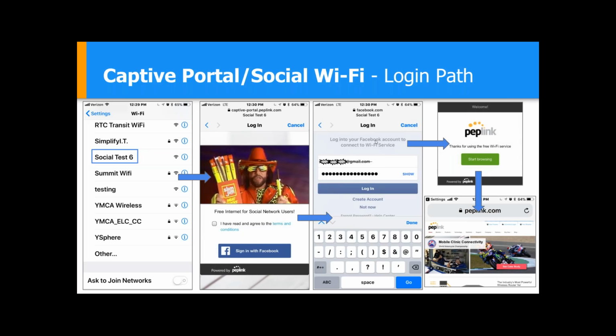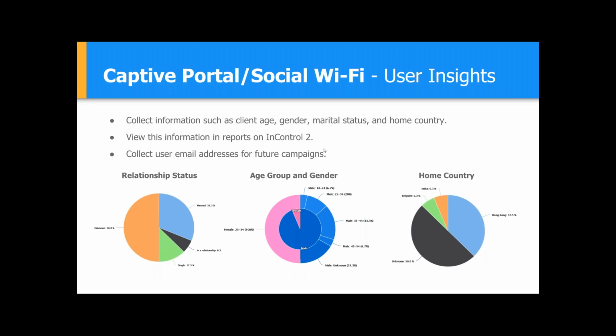The customer will see the applicable SSID, associate to it, hit the captive portal page, and in this instance, we're using Facebook, log in with their Facebook credentials, and then get routed to the particular splash page that you have set up in Control 2. So now that you have people starting to associate to your device, you can start to gather that social media information that we talked about. For example, age, gender, marital status, home countries, a lot of demographic information gets collated back in Control 2.